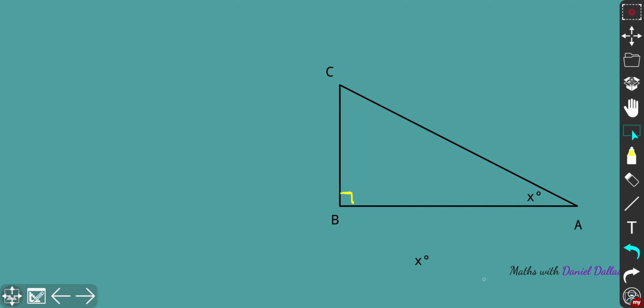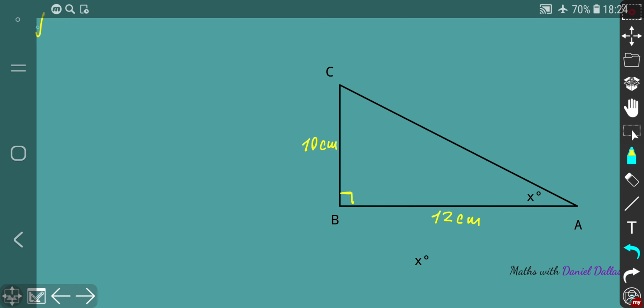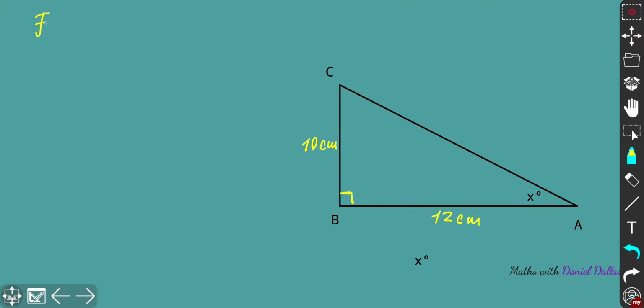So let's pretend that we have angle X right there. Let it be angle A, okay? And we are given two sides. Let's say 10 centimeters, and we are given the bottom side, let's say 12 centimeters. You need to find the angle, everywhere you need to find the angle. So find angle X.